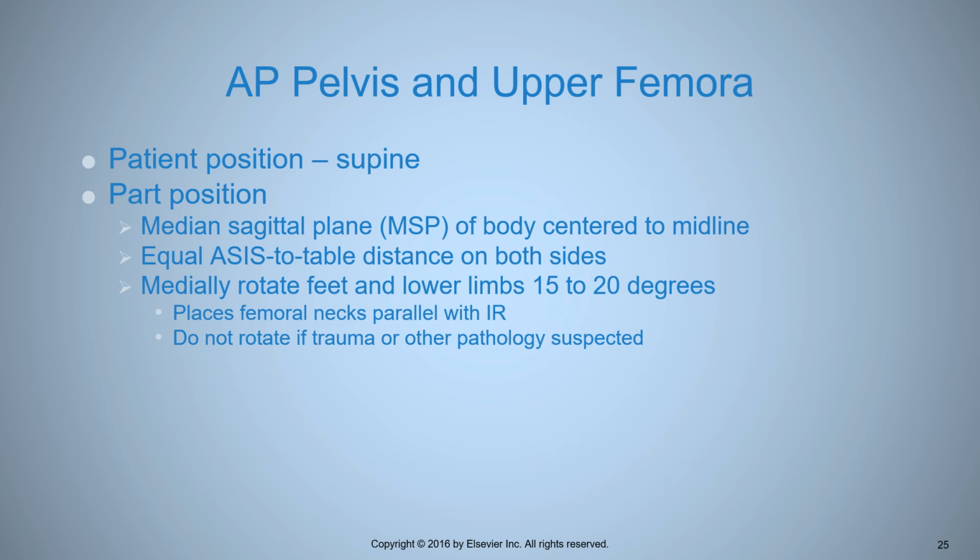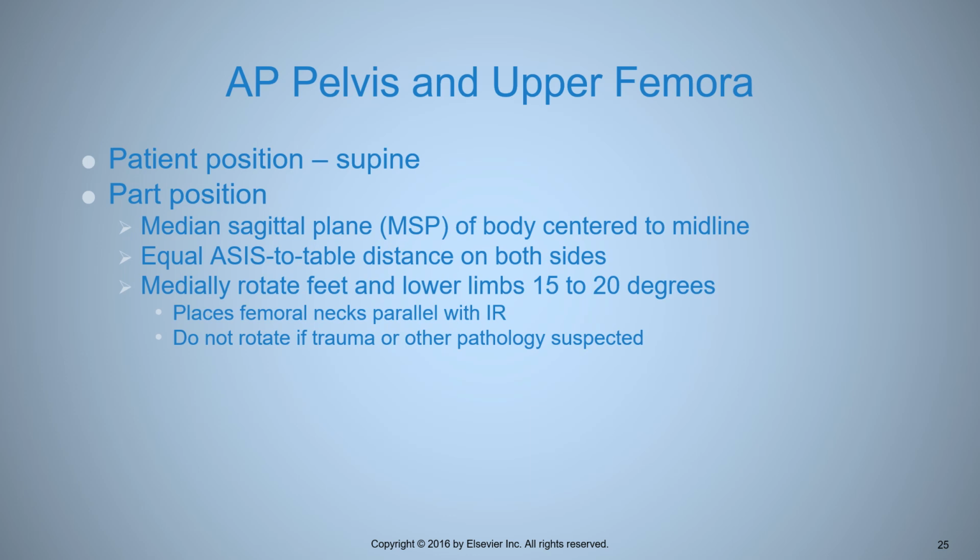Okay, and a good quick check of that is the ASIS on the left is about the same distance down to the table as the ASIS on the right. So if you palpate for both of them, and you notice one of your thumbs is higher up off the table than the other one, that means your pelvis is rotated. You should fix that before you proceed with the projection.